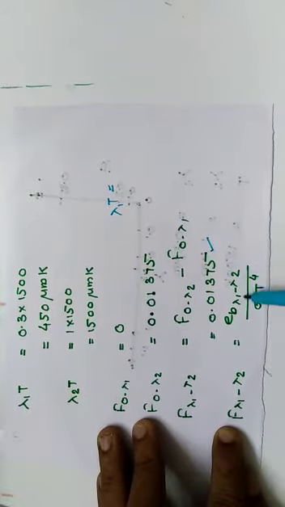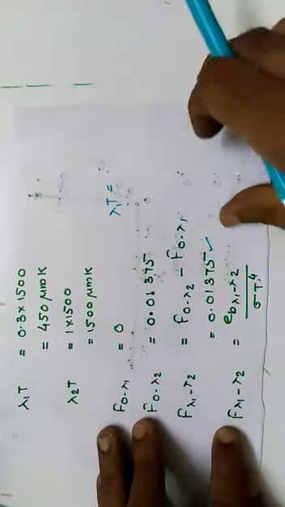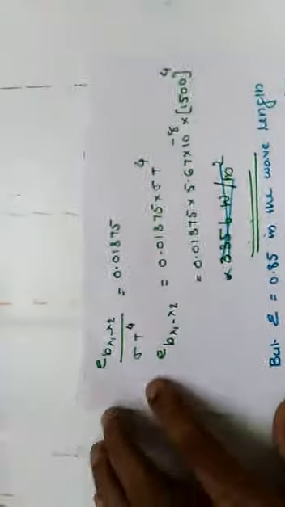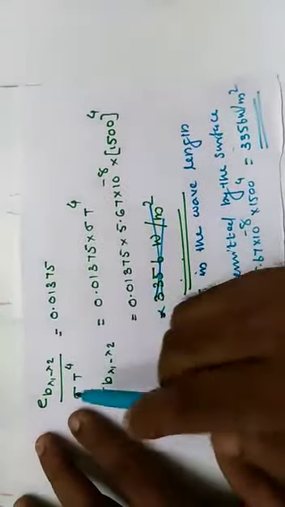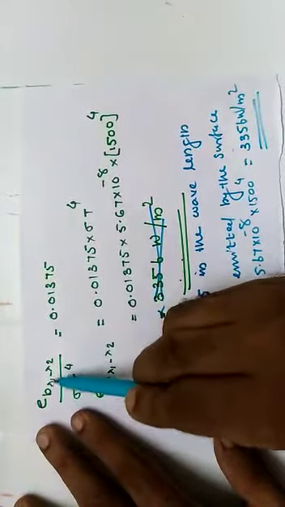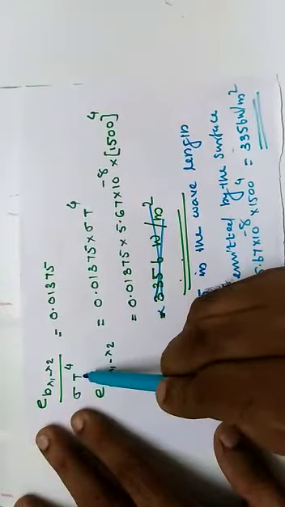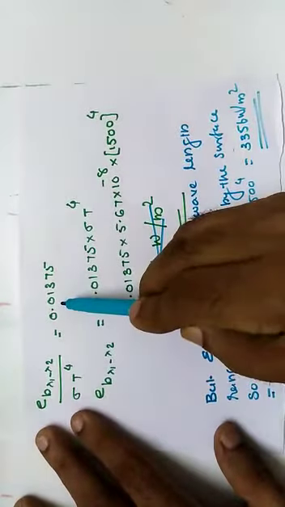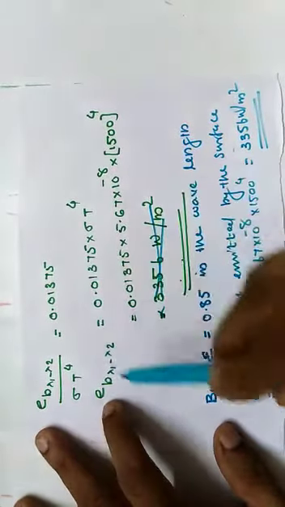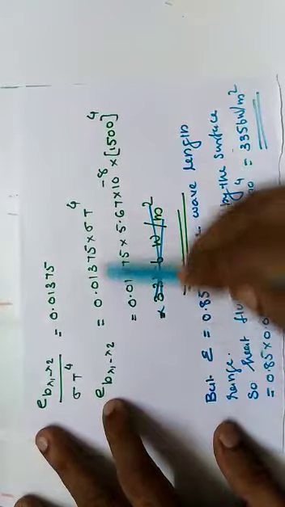It is the ratio between the emissive power in the wavelengths between lambda 1 and lambda 2 and the total emissive power. So f of lambda 1 to lambda 2 equals this. This is E b lambda 1 to lambda 2 divided by sigma T raised to 4, equal to 0.01375. So you can calculate E b lambda 1 to lambda 2.